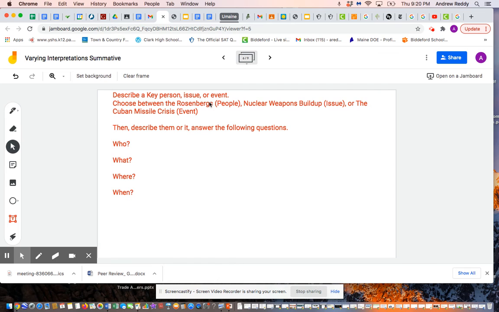Who? Who were the Rosenbergs? Who was behind nuclear weapons buildup? Who was behind or who were the actors that were involved in the Cuban Missile Crisis? All depends on which one you pick. And remember, you're only doing one. So you're answering the who, the what, the where, and the when of one of these that you are going to choose. So that's the first part.